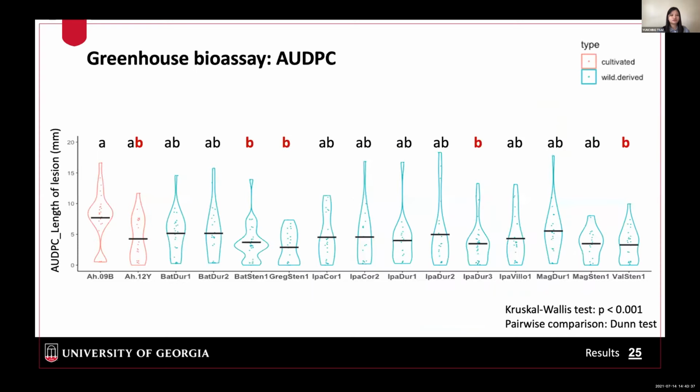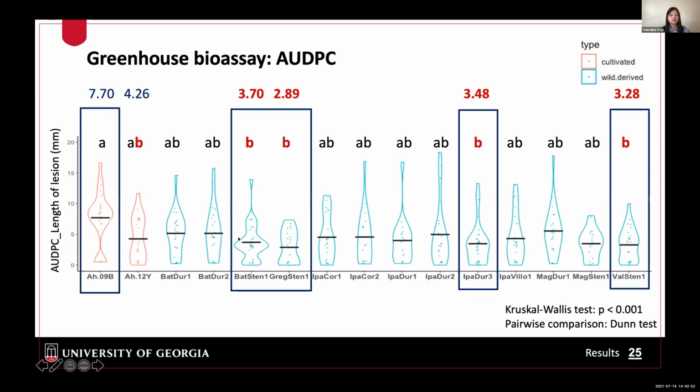Now the result of the greenhouse bioassay. This graph is the AUDPC. Here, the left 2, in red, show the susceptible O9B and the resistant 12Y. And these 4 allotetraploids show significantly smaller AUDPC values than the susceptible O9B here. Also, these 4 show smaller AUDPC than resistant 12Y, and they are as resistant as 12Y here.